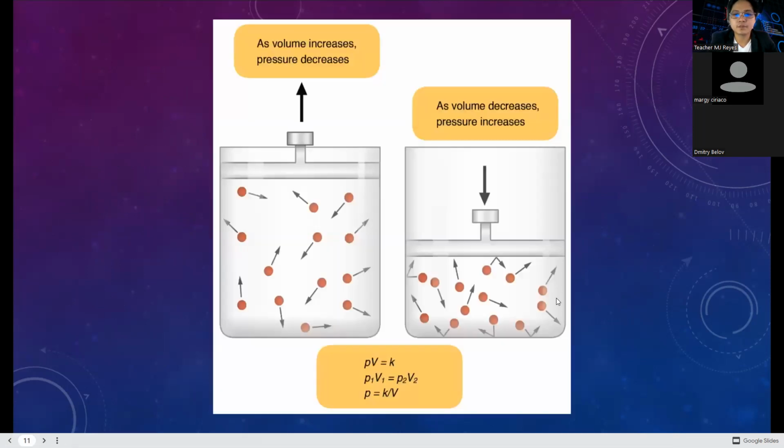So this is now the illustration. As you can see, as volume increases, pressure decreases. One goes up, the other goes down. As volume decreases, pressure increases. If one goes down, the other goes up. That's the inverse relationship of pressure and volume.